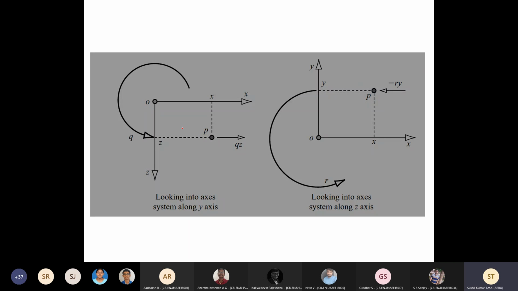Now, instead of considering it as a 3D object, just look at it on the 2D plane. That is, you're looking along the y-axis, so you are basically looking at the xz plane. And the same point, you're looking at P.